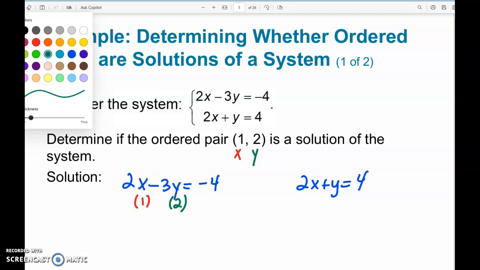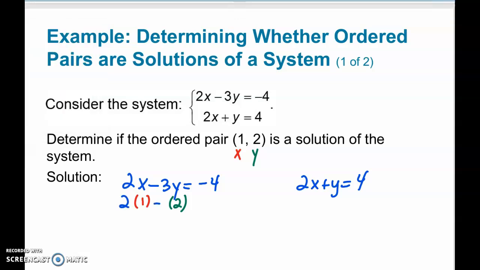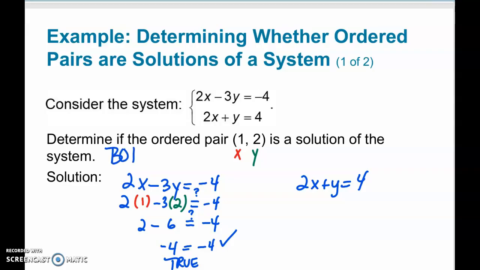So I'll have 2x minus 3y, and I'm asking myself, does this equal -4? So 2 minus 6, doing the multiplication of each one before I subtract, keeping in mind the order of operations. Does 2 minus 6 equal -4? Yes, it does. So it works in here, so it's true here. So far, this is a solution. But we have to make sure that it works in both. In order to be a solution to a system, the whole system has to work in both.